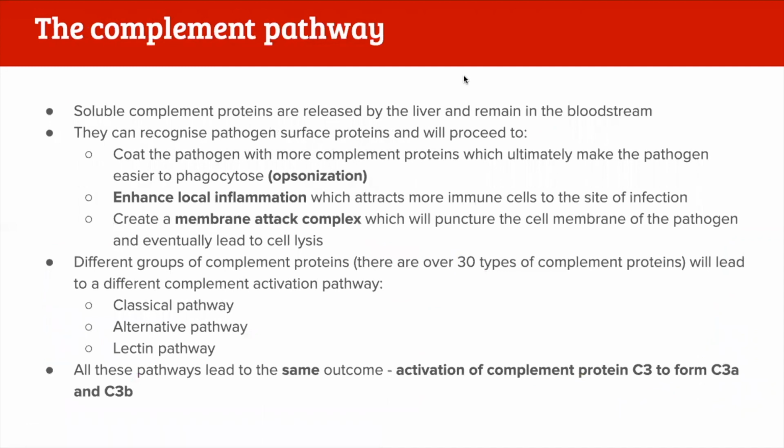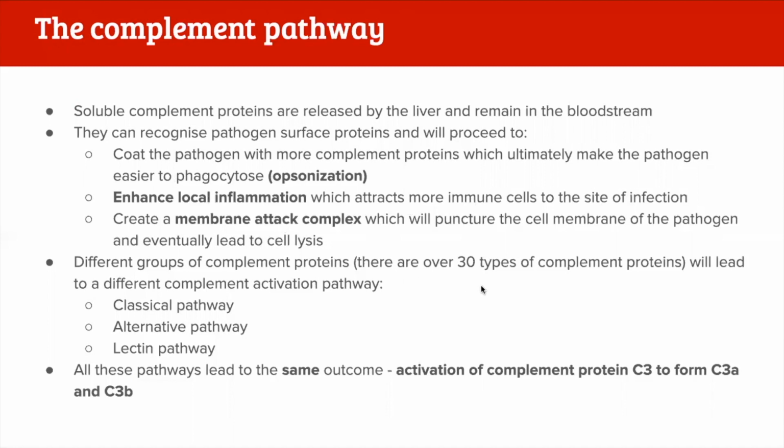Finally, we'll talk about the complement pathway. Soluble complement proteins are released by the liver and remain in the bloodstream. They can recognize pathogen surface proteins, and once they recognize them, they coat the pathogen with more complement proteins, which ultimately makes the pathogen easier to phagocytose, which is called opsonization. They can enhance local inflammation, which will attract more immune cells to the site of infection. And they can create a membrane attack complex, which will puncture the cell membrane of the pathogen and eventually lead to cell lysis.